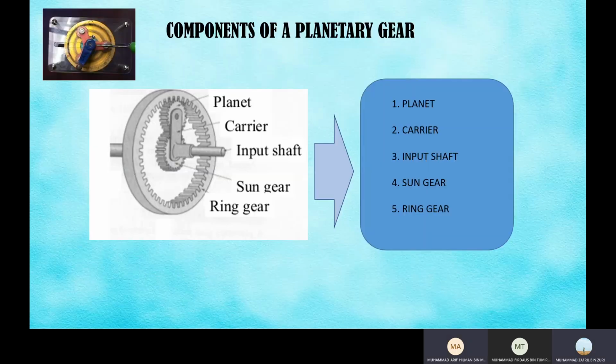And next, a little bit about the components of planetary gear. In planetary gear, we have planet, we have carrier, we have input shaft. Next, we have sun gear, and lastly, we have ring gear.